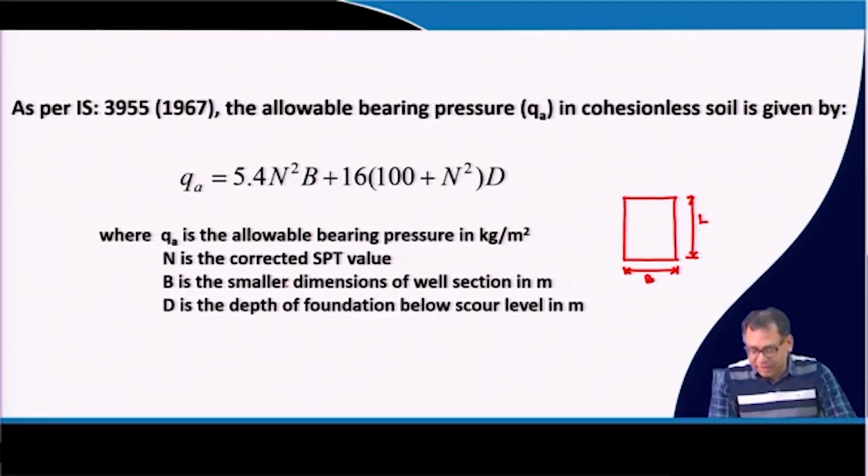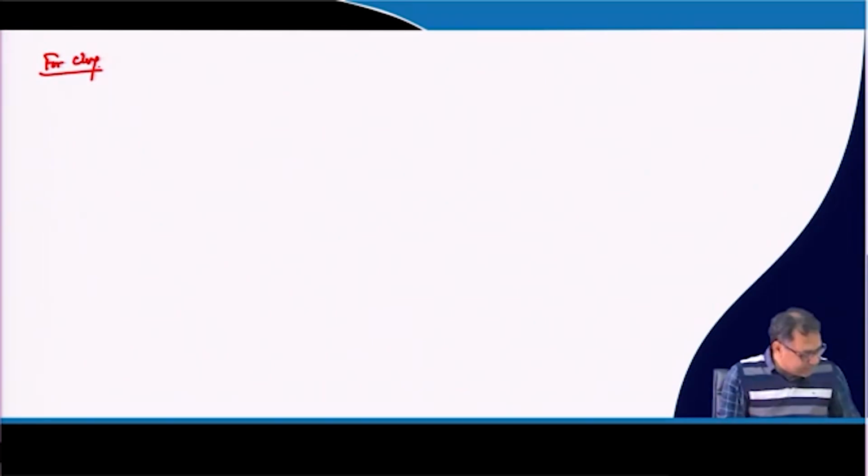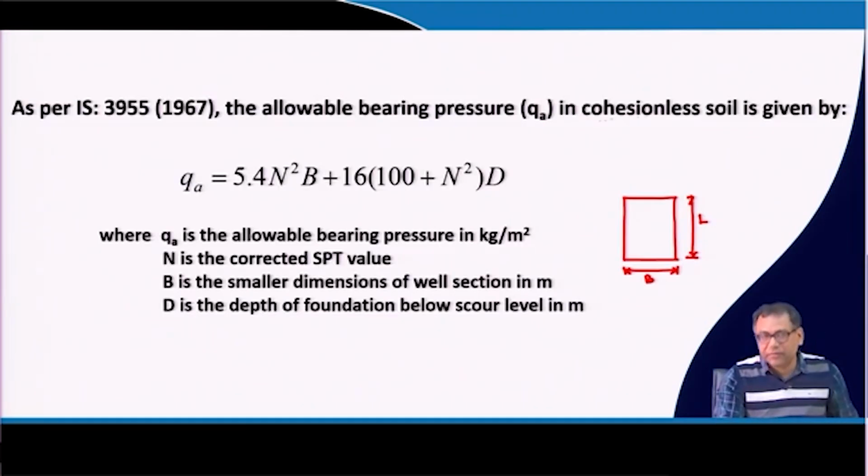That can be in any direction, and D is the depth of foundation below the scour level, and that is in meter. So, remember that this is in kg per meter square, B is in meter and D is also in meter. And if it is a circular well, then you can consider B equal to D, the diameter of the well. So, using this equation we can directly get the allowable bearing pressure. Now, for the clay ultimate bearing capacity, remember that the previous equation is applicable for sand, cohesionless soil.